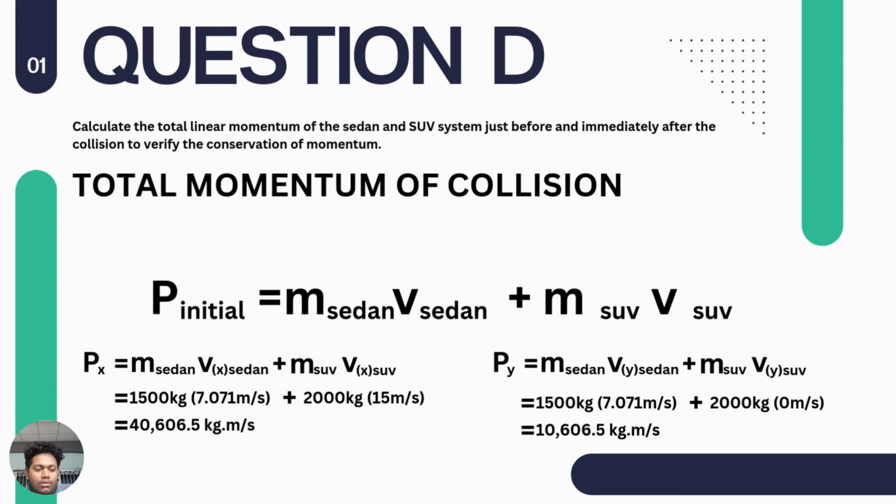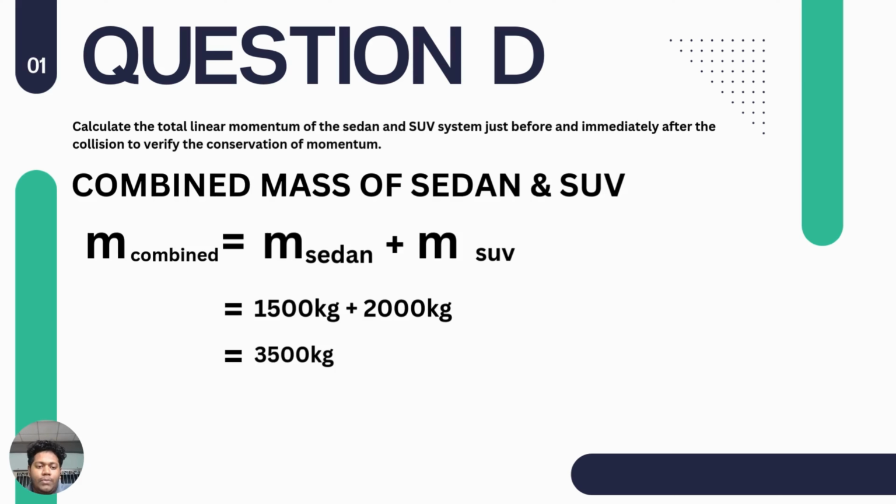So 1500 kg times 7.071 meters per second plus 2000 kg times 15 meters per second, you will get 40,606.5 kg meters per second. That's for initial x. For initial momentum y, we have the same thing: 1500 kg times 7.071 meters per second plus 2000 kg times 0 meters per second, and this time we will get 10,606.5 kg meters per second.